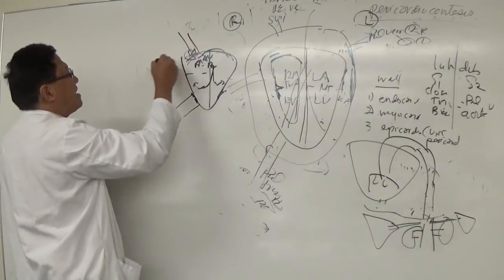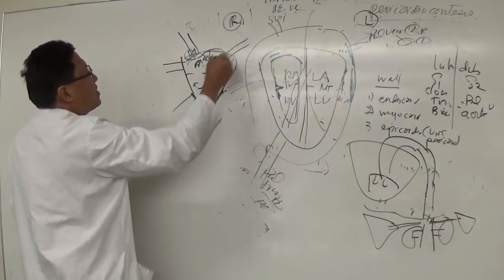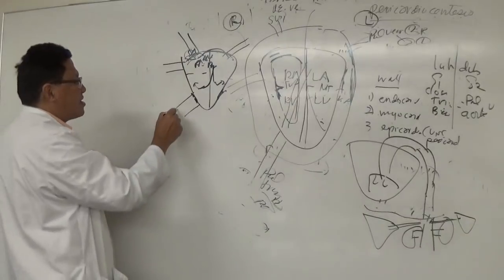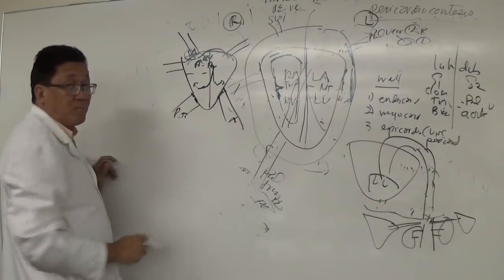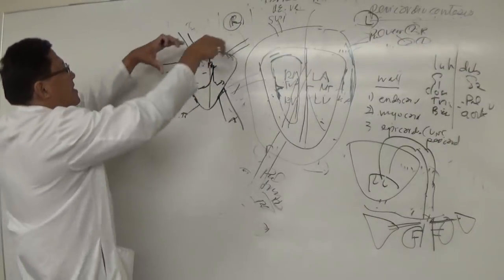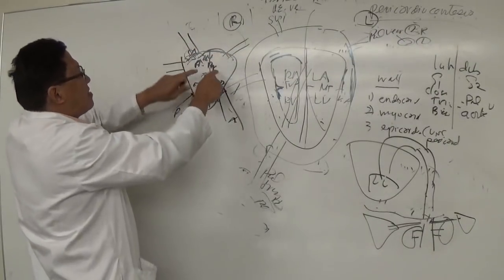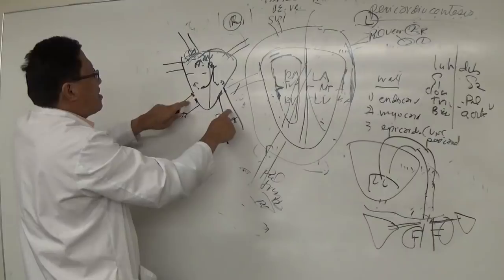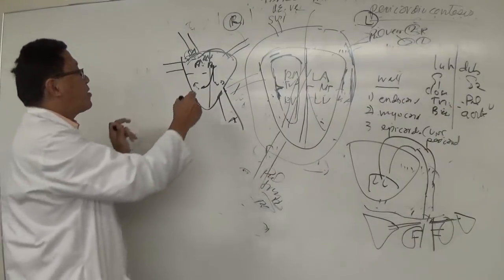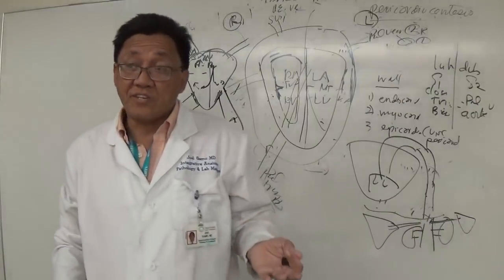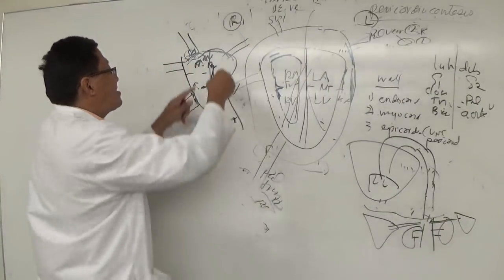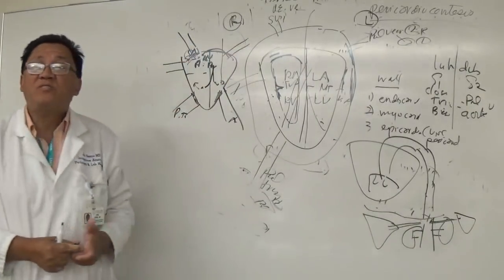So SVC, IVC, pulmonary veins, right? So this pulmonary trunk, aorta, okay? I'm doing a simplified version. So when this contracts, coming from the SA node, the valves open and the blood goes here at the same time. Sorry, so close, close. Where is the blood now? In the ventricles. As the blood is flowing here, what happens to the electrical signal?